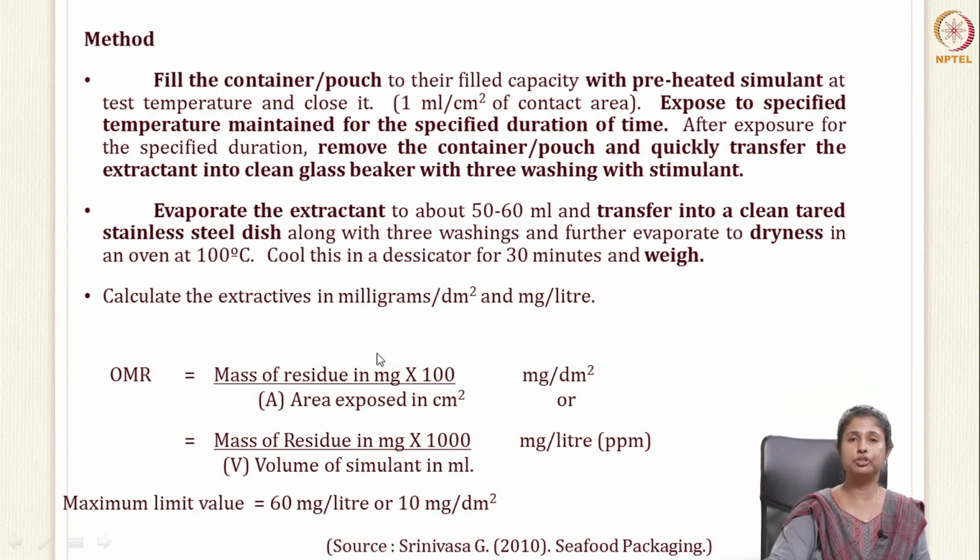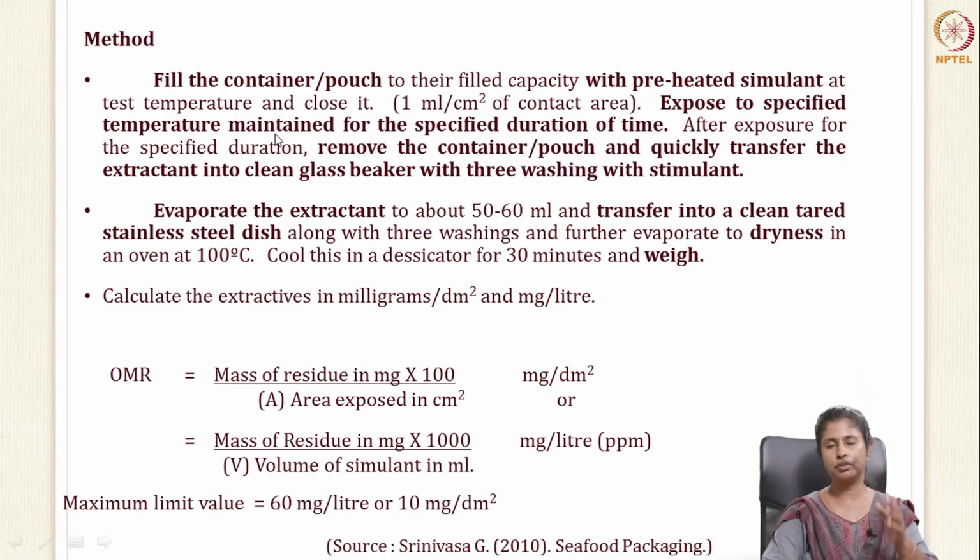What's the method? How do you do this global migration? Generally, what they do is fill the container or the pouch that you want to test. They'll fill it to the filled capacity with preheated simulant, whichever liquid, like we mentioned, that is filled into it at the test temperature. And then they'll close it and expose it to specified temperatures. For example, retort, if your package actually has to go through a retorting, they will pass this also to a high temperature. If it has to go through another type of temperature changes, it has to go through this test also will go through that temperature.